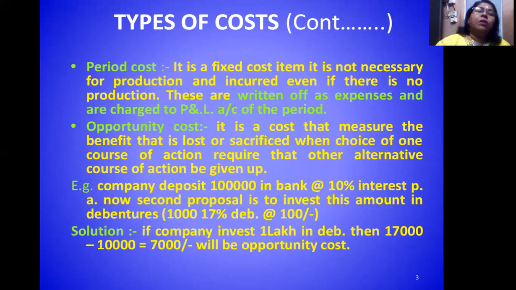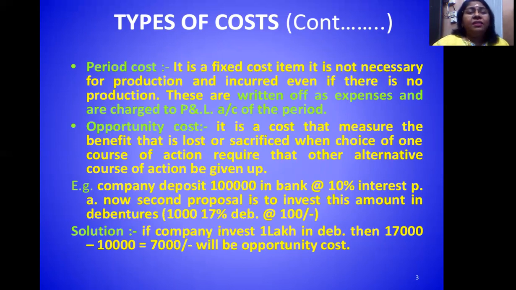Whether the production is there or not, you may incur some expenses. That is standard, that is fixed, that is static. You cannot change it. So those costs are called period cost. The next is opportunity cost. What is opportunity cost? It is a cost that measures the benefit that is lost or sacrificed when the choice of one course of action requires that another alternative course of action be given up.